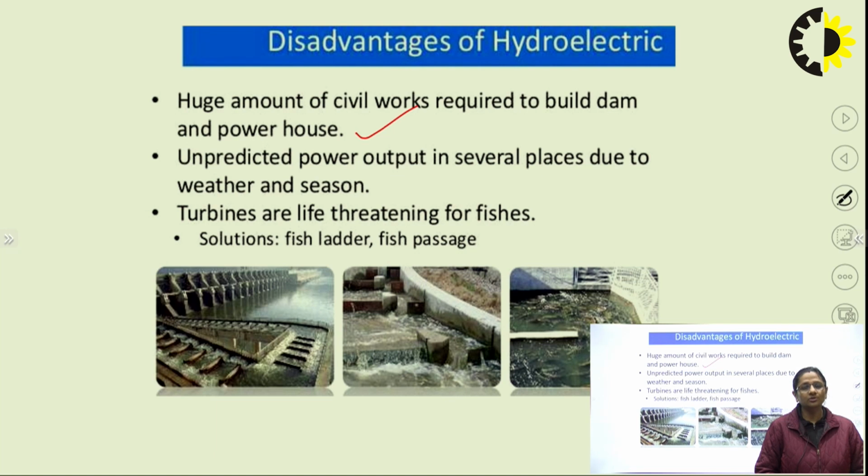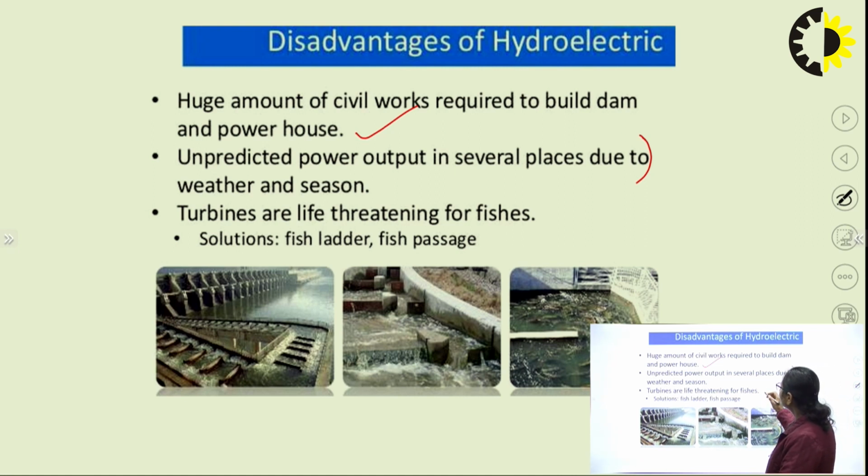Unpredictable power output in several places due to weather and the season. Water power is dependent upon the rains. So if we do not have sufficient storage, if the storage is dependent upon the rain, then we may not have a sufficient amount of water throughout the year for a constant level of generation.